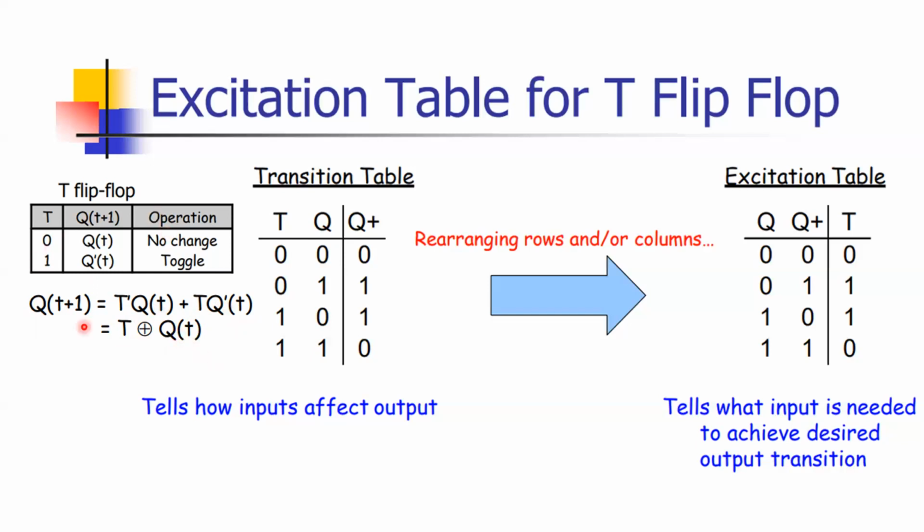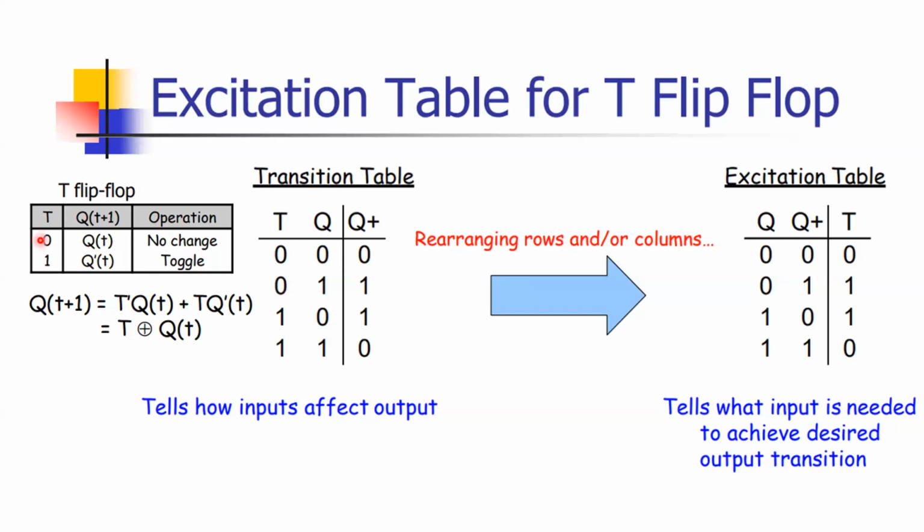Using this truth table, we can generate the transition table. In the transition table, instead of writing Qt and Qt bar, we are writing the values for Qt. So first, when T is 0, Qt is either 0 or 1. Same way, when T is 1, Q is either 0 or 1. So Q plus means the next state. When Q is 0, we get the value of Q as 0, and that's why the next state is 0.